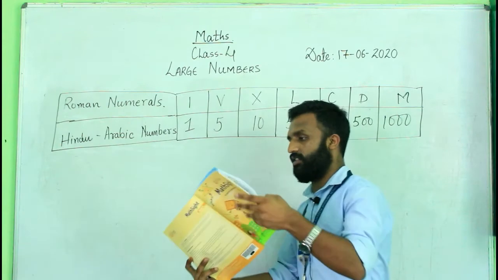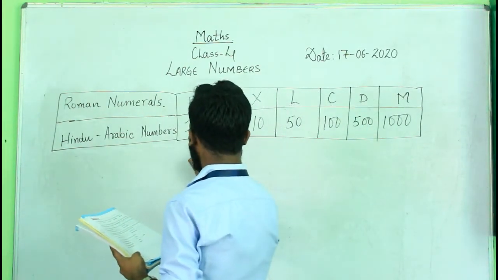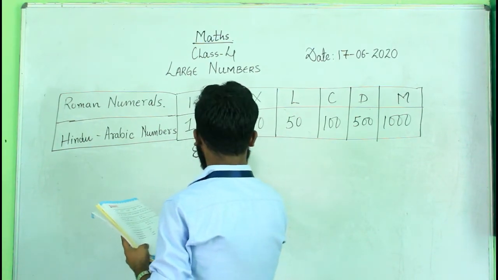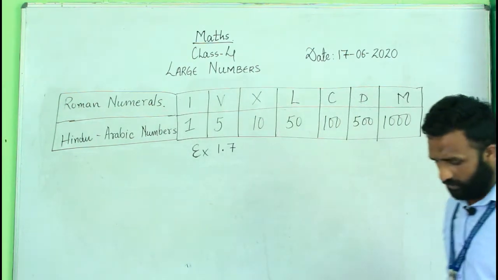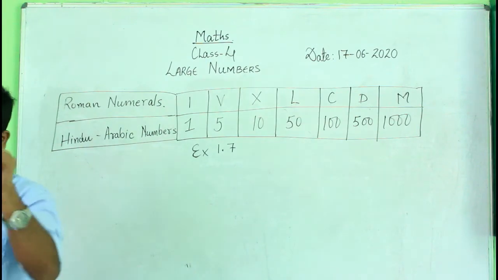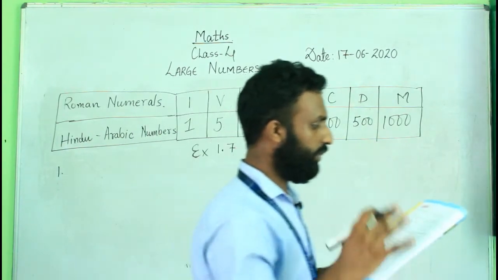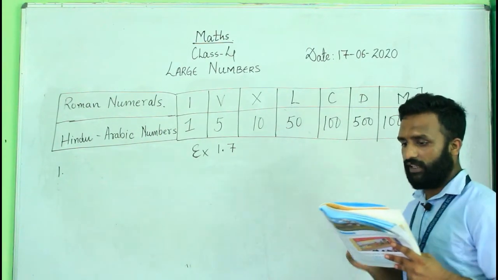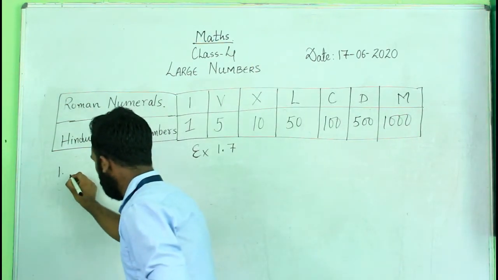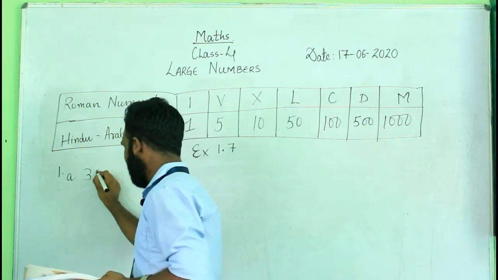The last exercise of today, exercise 1.7. I'll keep this like this only, it is needed. In exercise 1.7, question number 1 says to write the Roman numerals for each of the given numbers. First I am going to do question number 1A. In 1A, we have the number 36.